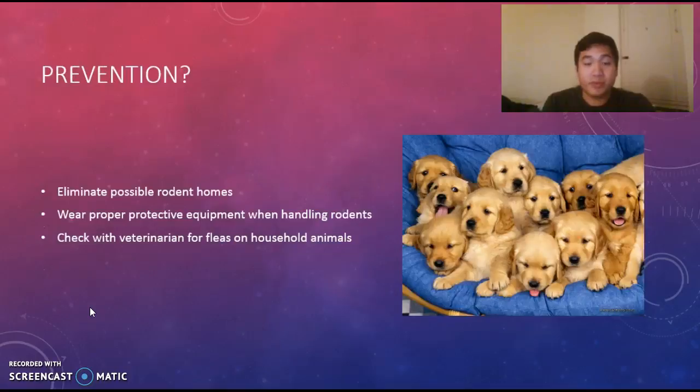So, prevention. The best ways to prevent this disease or this bacterium would be to eliminate the possible rodent homes in local vicinities. Another way would be to wear proper protective equipment when handling these rodents, and to keep your household pets free of fleas through common vet checkups.